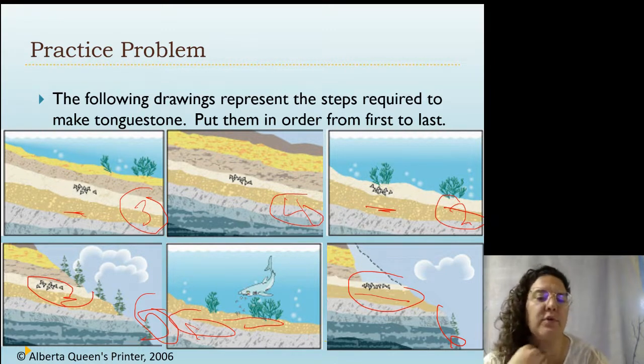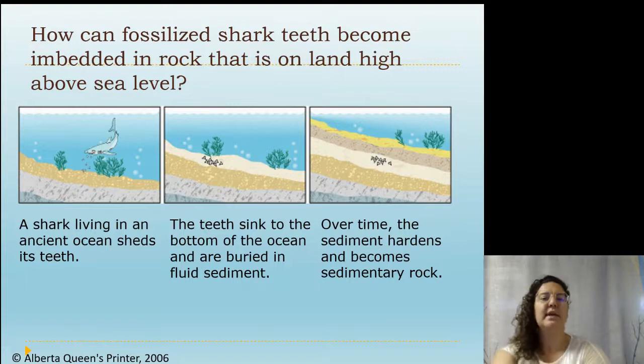So we can put those in order relatively by looking at the different layers above the sediment. So looking at these pictures again, we're going to look at how fossilized shark teeth become embedded in rock high above sea level. So that shark living in an ancient ocean sheds its teeth. The teeth sink to the bottom of the ocean and are buried in a sediment. So as sediment falls from the top, it ends up burying those teeth. Over time, the sediment hardens and becomes sedimentary rock.